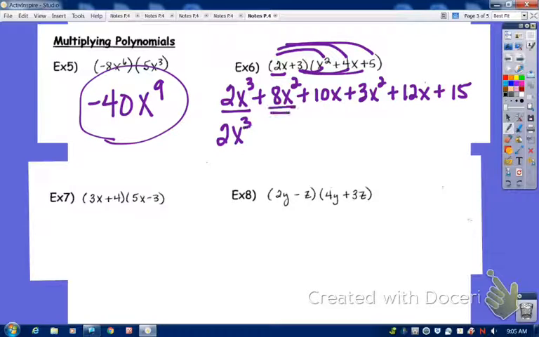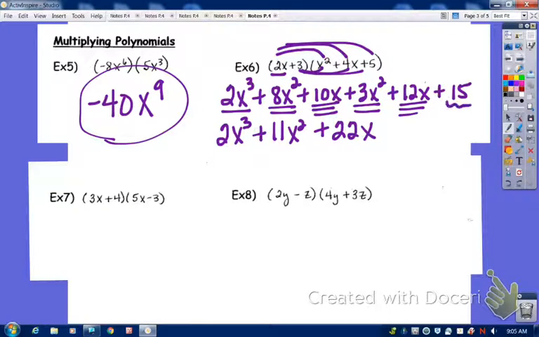The next term is 8x squared, and I have a 3x squared to combine that with, so that's going to give me a plus 11x squared. My next term in descending order is the x's, so I have a 10x and a 12x. They combine to be 22x, and then I have that little constant term that has no other constant term, so you'll just bring down your 15.